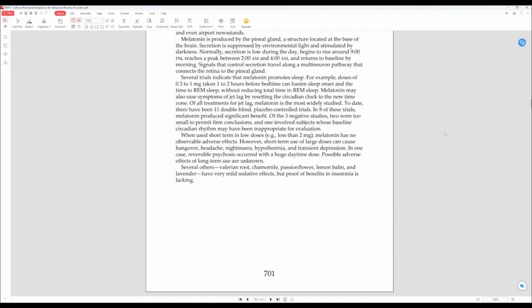When used short-term in low doses, so less than 2 milligrams, melatonin has no observable adverse effect. However, short-term use of a large dose can cause hangover, headaches, nightmares, hypothermia, and transient depression. In one case, reversible psychosis occurred with a huge daytime dose. Possible adverse effects of long-term use are still unknown. There are several other options, which include valerian root, chamomile tea, passion flower, lemon balm, and lavender, which all have very mild sedative effects, but the proof of benefit in insomnia is considered lacking.